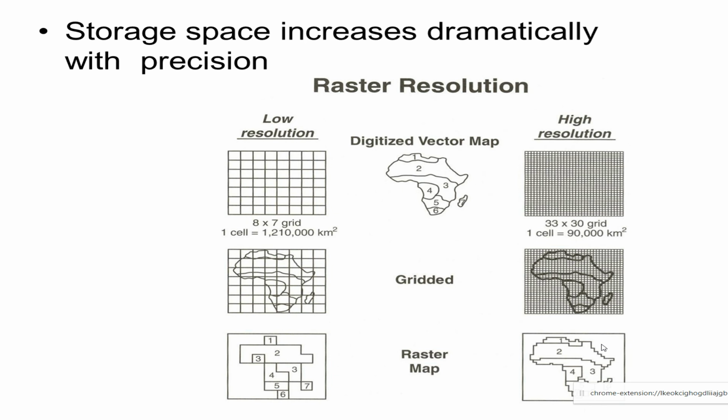Storage space increases dramatically with the precision of raster resolution. As I told, low resolution or high resolution. If you see here, in an 8 by 7 grid, one cell has this much area. If you see here, in a 33 by 30 grid, one cell covers 90,000 square kilometers of area.